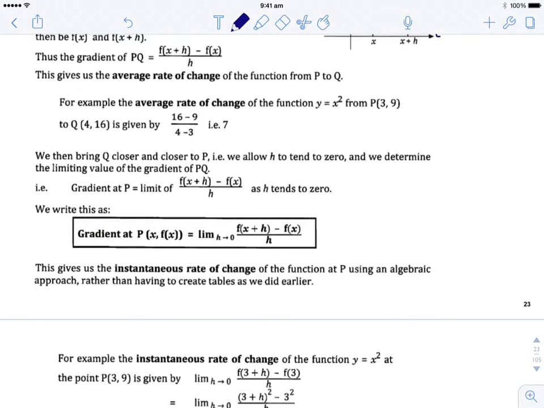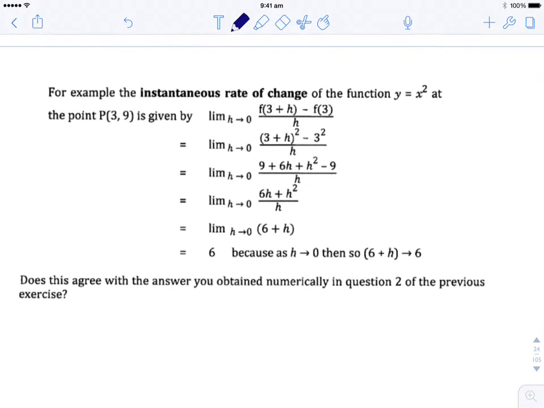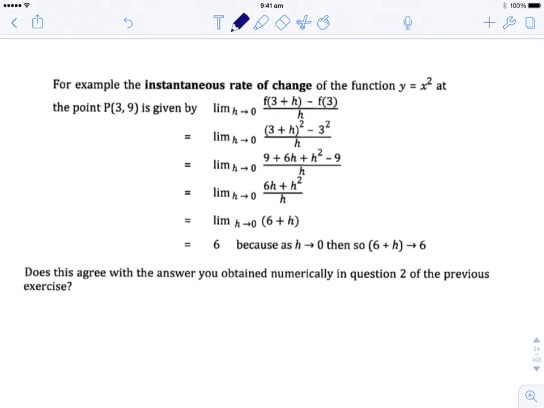Okay. So here's an example where we've got the instantaneous rate of change for y equals x squared at a particular point. So rather than going through a laborious process of doing that limiting process, we can use this formula now. In this case, we know that x is equal to 3. So f of x plus h just becomes f of 3 plus h, minus f of x, which is f of 3, divided by h.